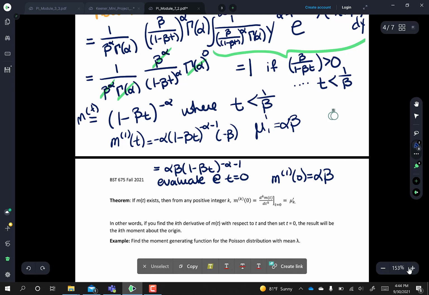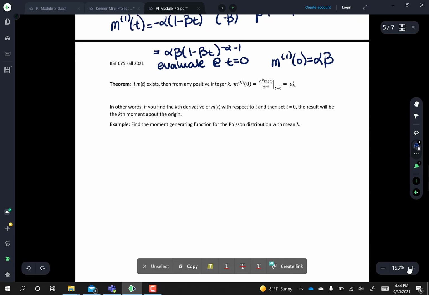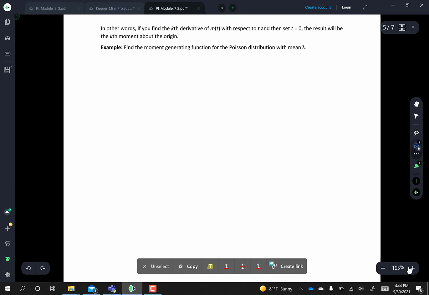So we do have to be careful here. The moment generating function helps us to generate those moments, but we can't just evaluate it. We do have to take the derivative to find those moments. So let's look at another example. We're first going to start out by finding the moment generating function of the Poisson distribution, and then we will use the moment generating function to help us find the moments of the Poisson distribution.